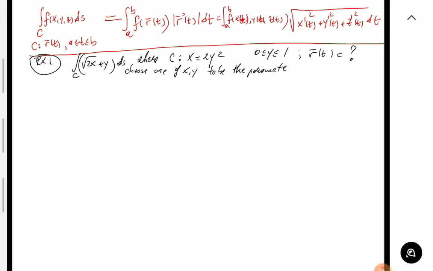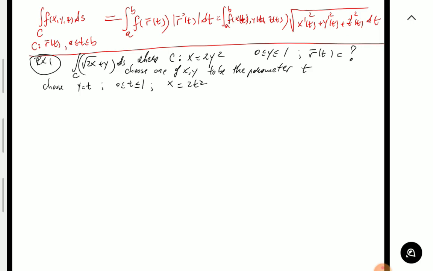And you have to choose it in such a way that it makes computation easier. So for example, it doesn't make sense to make x to be t, because then you're going to have y in terms of square root of t over 2 or something. It's easier to think of, in this case, to choose y to be t. So of course, because y is between 0 and 1, that means t is also between 0 and 1. And then going back to the equation of the curve, x is 2t squared.